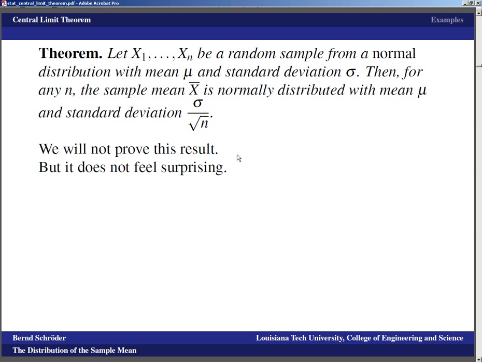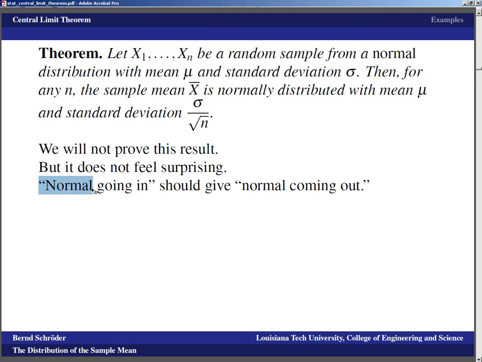We're not going to prove this result, but it doesn't feel too surprising, because if you start with something that is normally distributed, then you should get something that is also normally distributed, and the mean and the standard deviation of x bar we had already worked out. So that's all right, and for quite a few measurements it's actually also quite sensible to assume that the values are normally distributed.